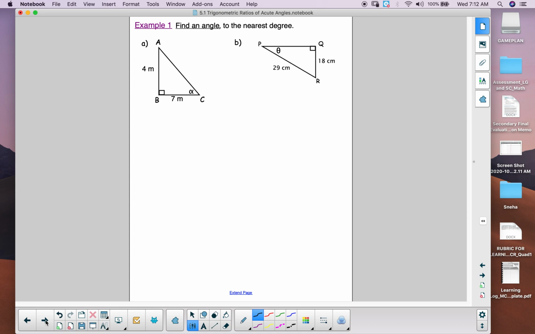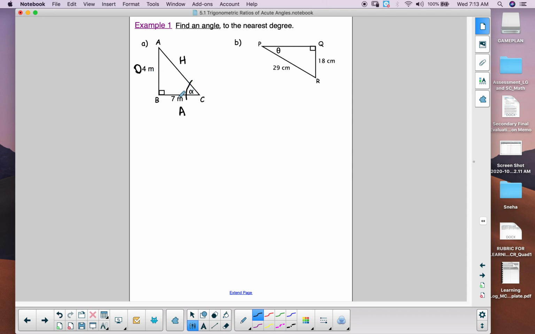Let's try an example. Find an angle to the nearest degree. If you look, this is a right angle triangle, and they have given us the length of these two sides. This is the 90-degree angle, so obviously this is the hypotenuse. And in order to label opposite and adjacent sides, we have to look at the acute angle that is being considered in this question. Well, there are two acute angles, one here and one here, but this is the one that's labeled. So we're going to use this angle to determine what is opposite to it. So 4 is opposite to it, so this is the opposite side. And the 7 meters is adjacent to it, so this is the adjacent side.